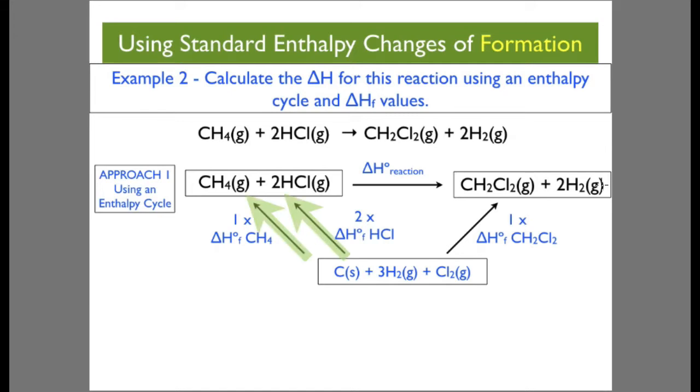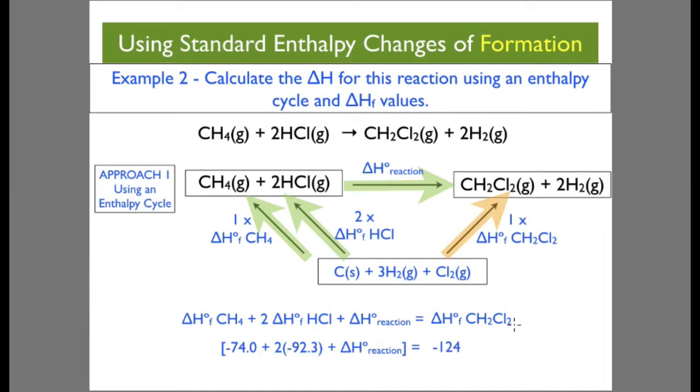So the indirect route of going from the standard state elements via the reactants to the products includes the enthalpy formation of these reactants and the enthalpy change of the reaction. And this indirect route is equal to the direct route, which is the elements straight to the products, the enthalpy of formation of the products. So we're going to write that down below. Enthalpy formation of methane plus 2 times enthalpy formation of HCl plus the enthalpy of the reaction gives us the standard enthalpy change of formation of dichloromethane. Stick numbers in first, and then rearrange it and do the maths.